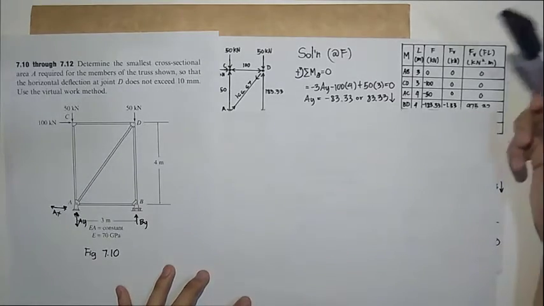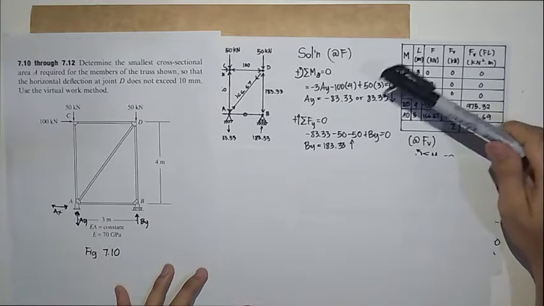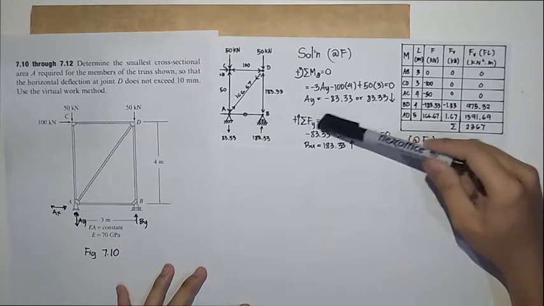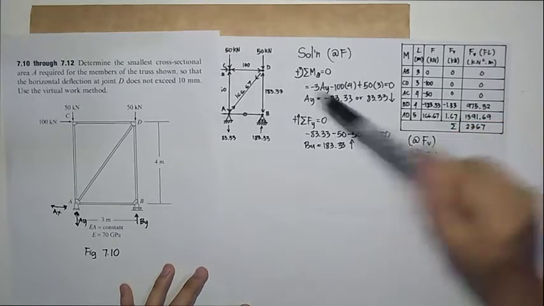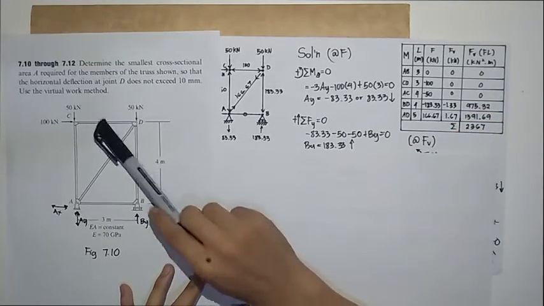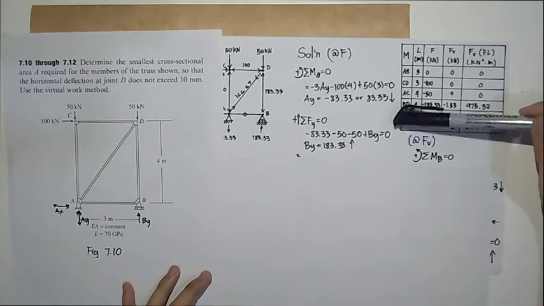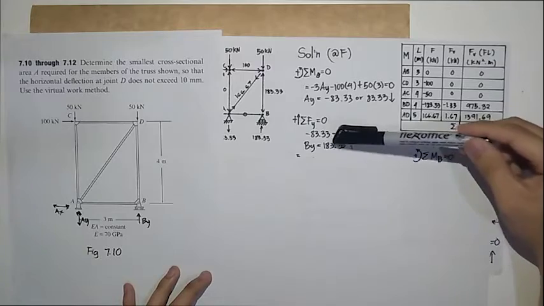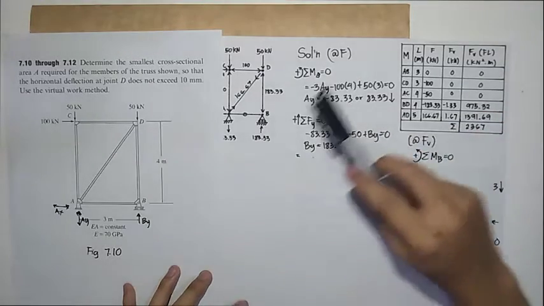Next, we will find BY. What we will do is sum all the forces in Y equals 0. So, negative 83.33, this is AY, minus 50, minus 50 again, plus BY going upward, equals 0. So, we got 183.33 going in the upward direction. So, we now have AY and BY.